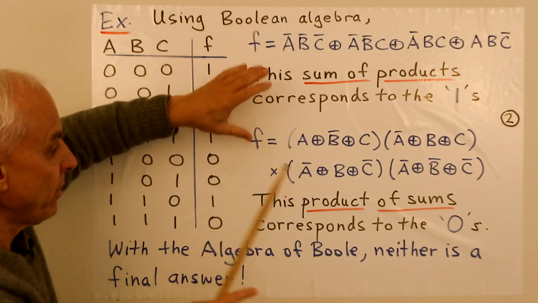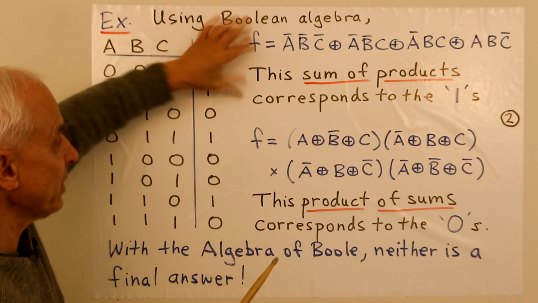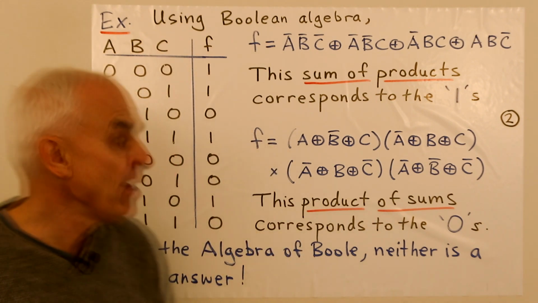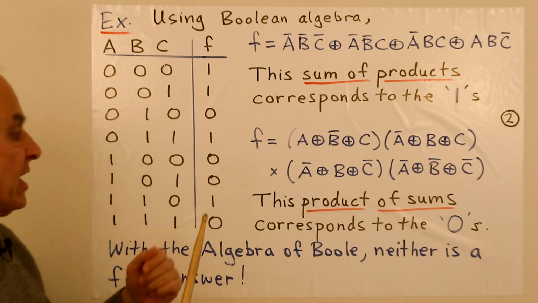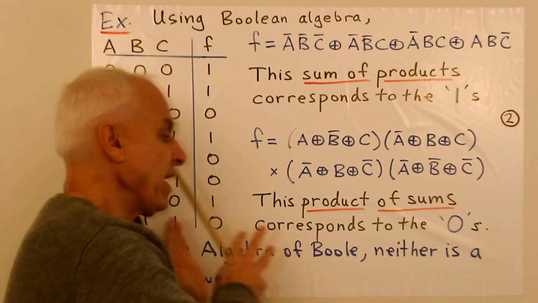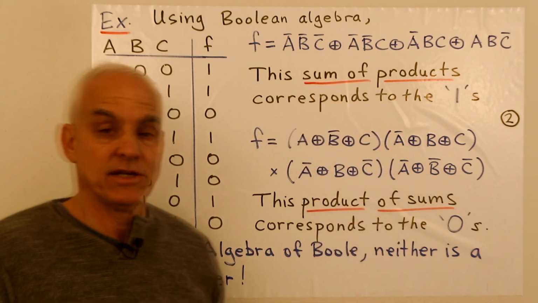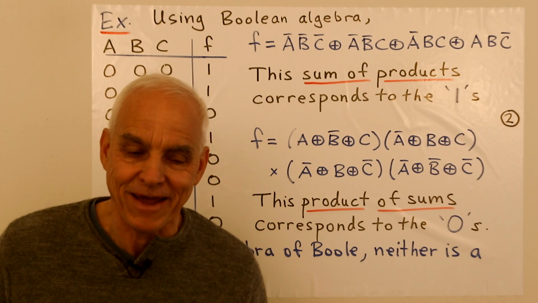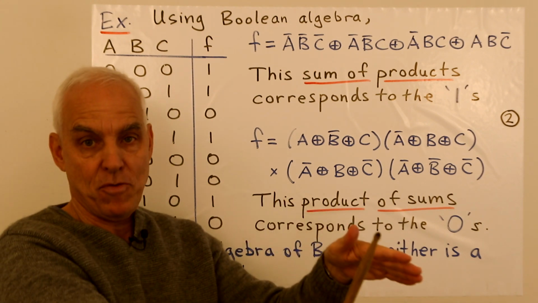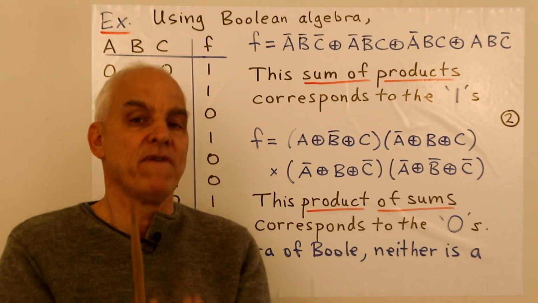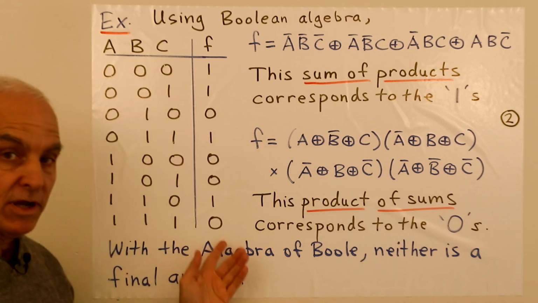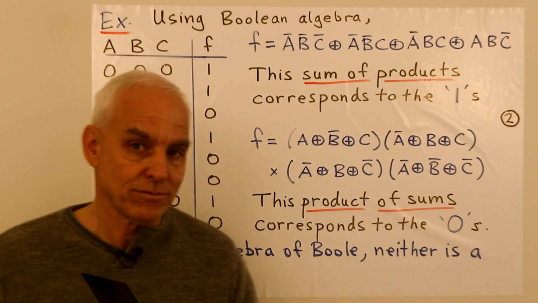So we have these two ways of expressing f: as a sum of products, essentially correlating to the ones in the list of values, and as a product of sums, essentially corresponding to the zeros in the list of values. However, with the algebra of Boole, neither of these is considered a final or adequate answer. Okay? We're moving beyond both of them, and in fact sort of unifying both of them to get a simpler, more fundamental object, the Boole polynumber associated to the Boolean function. Let's see how that goes.